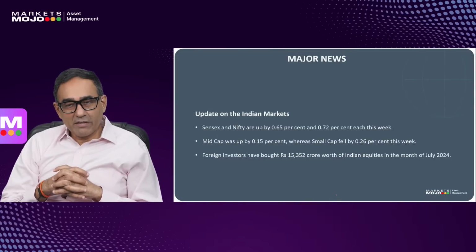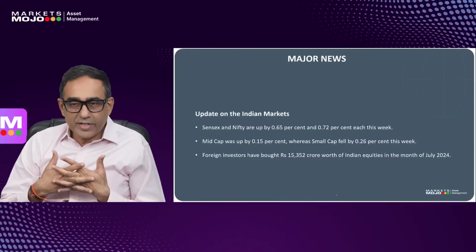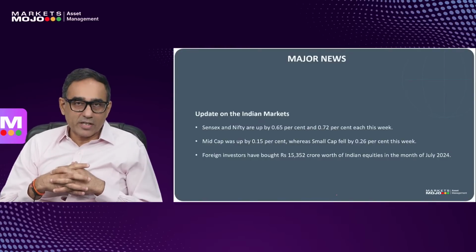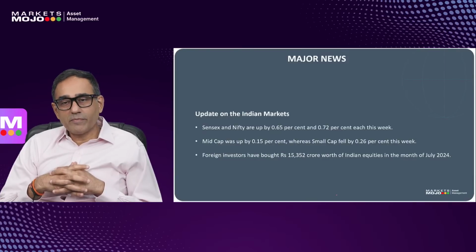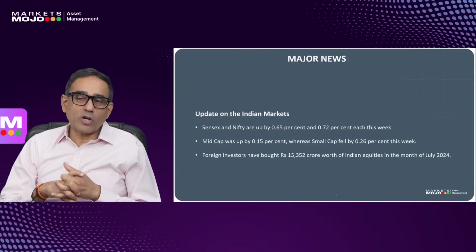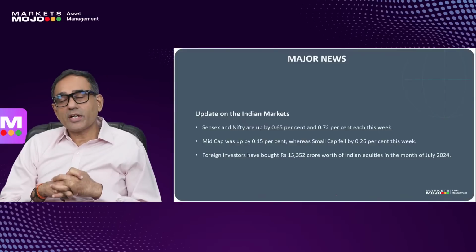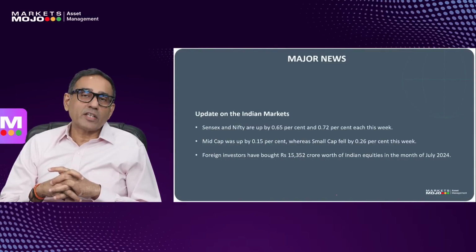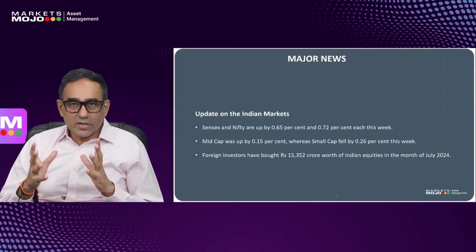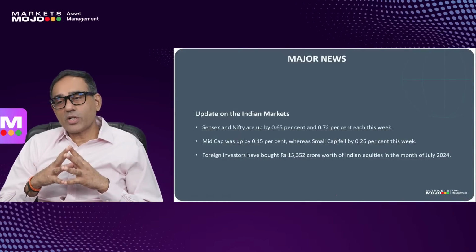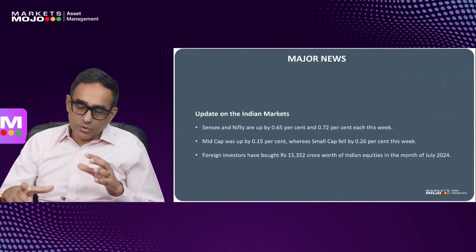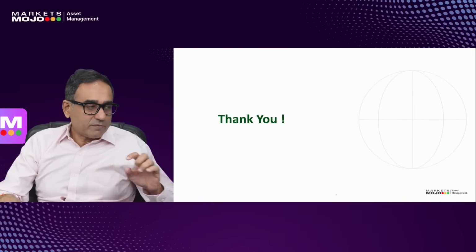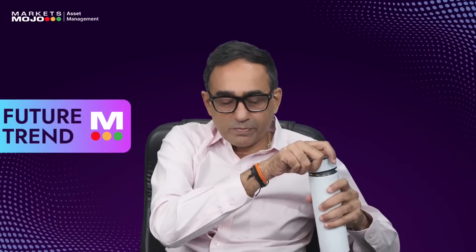How did the market behave? Sensex and Nifty are up by near about 0.7% for this week, while the Midcap has underperformed, up by only 0.15%. Small cap is in red this week. It has gone down, and foreign investors have put in about 15,000 crore in the first 10 to 11 days of July 2024. With this, let's open the floor for question answer. Over to you.